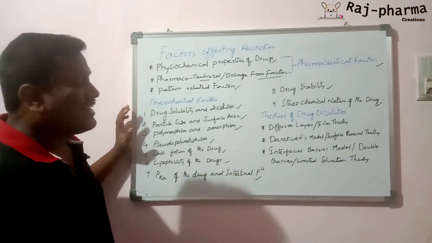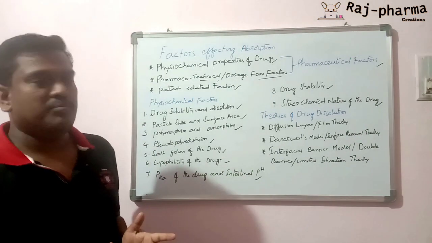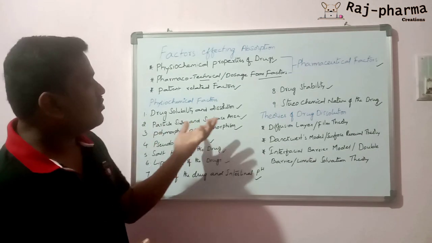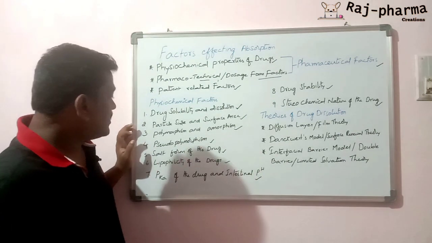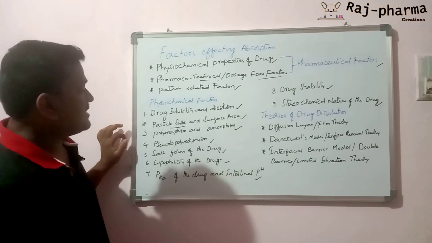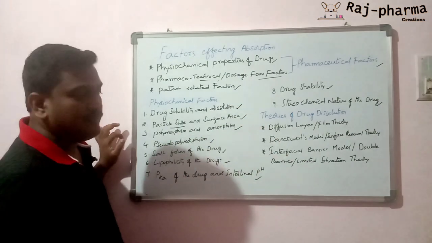For the development of a dosage form, all these things are very important. Drug solubility is very important. If the solubility is there, only then will dissolution happen. If you want to increase the dissolution, what do we need? There is a factor called particle size. If you decrease the particle size, there is an increase in the surface area. So that factor is very important.